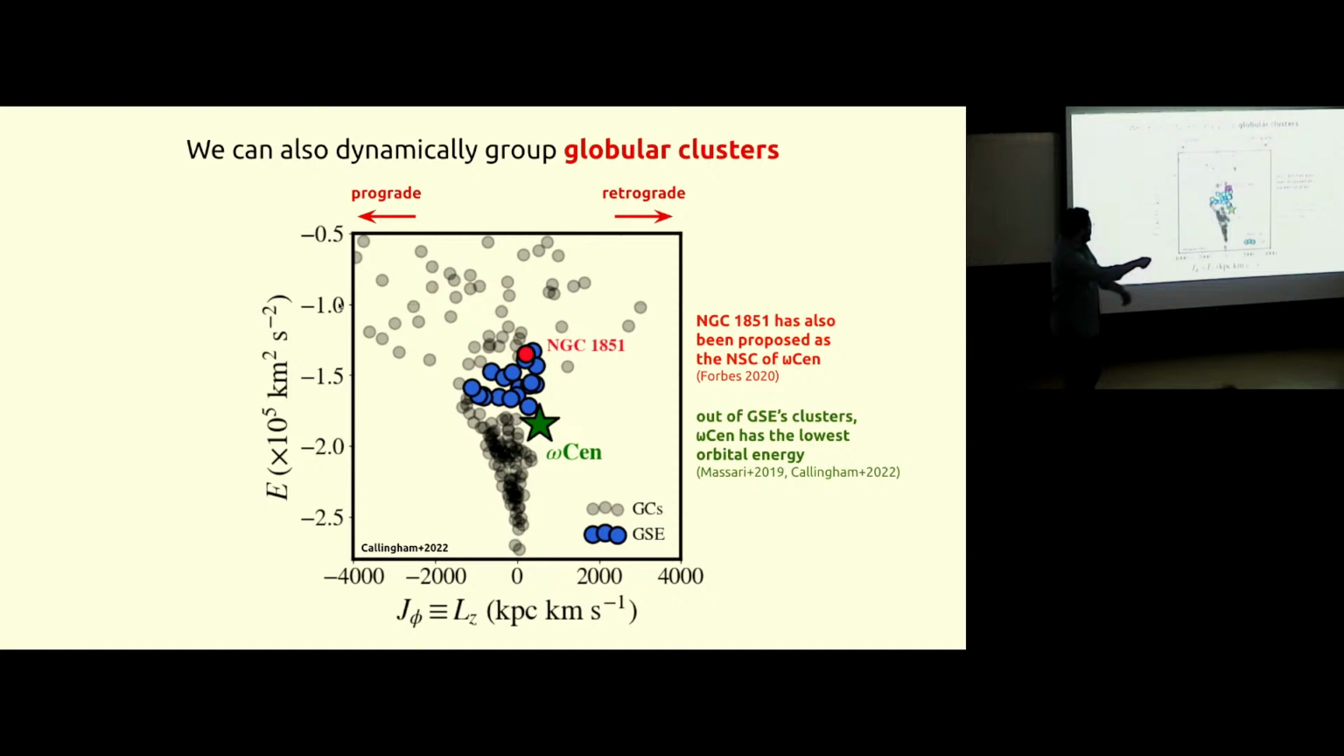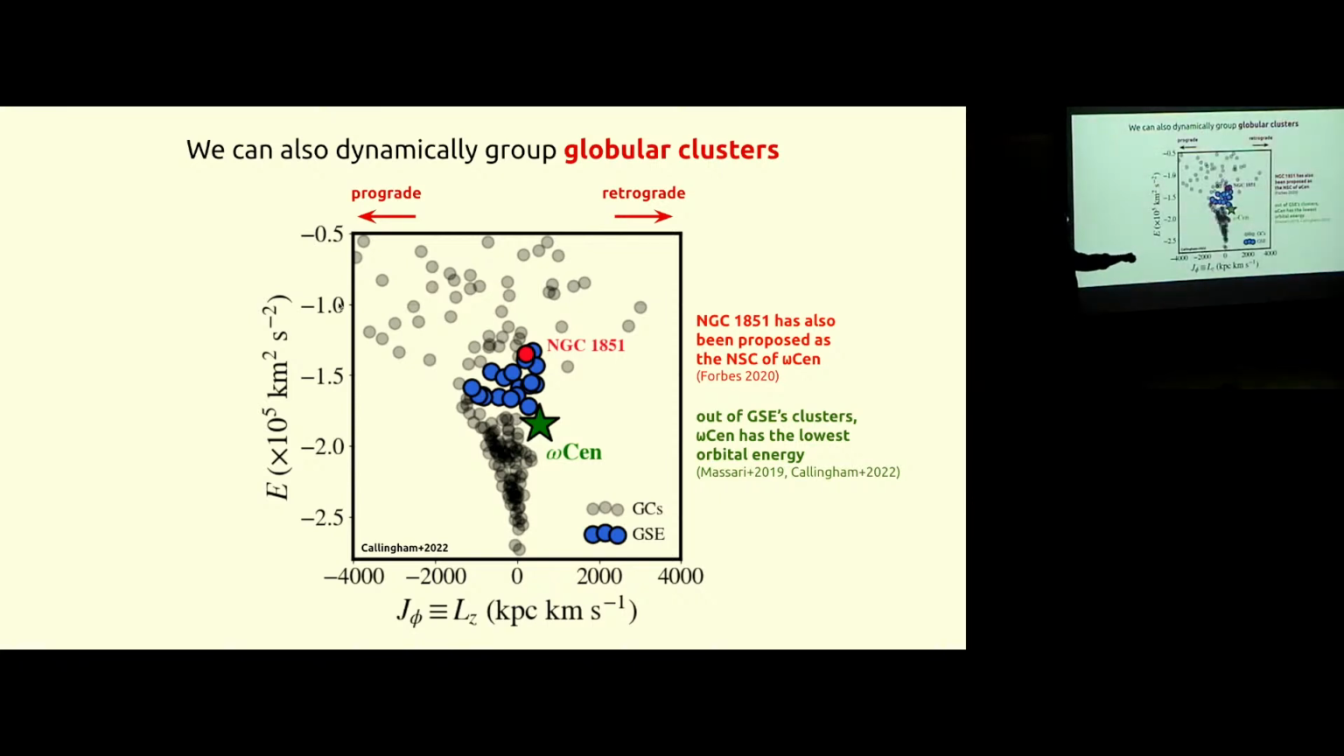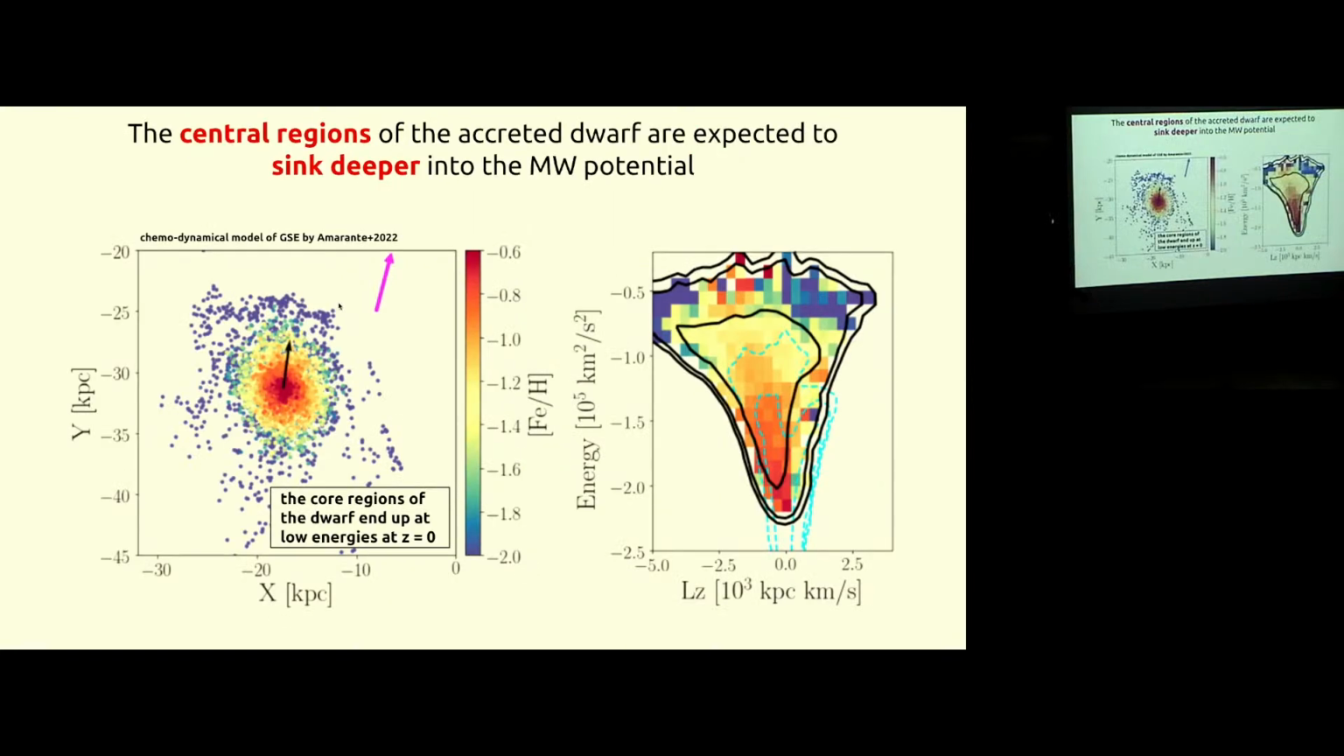And because of that, it should be the one thing with the lowest energy out of all of the other clusters. This is exactly the case for ωCentauri. And this is not the case for NGC 1851. So from the perspective of dynamics, I don't think there's any reason for you to call this the nuclear star cluster. And this is exactly showing this.